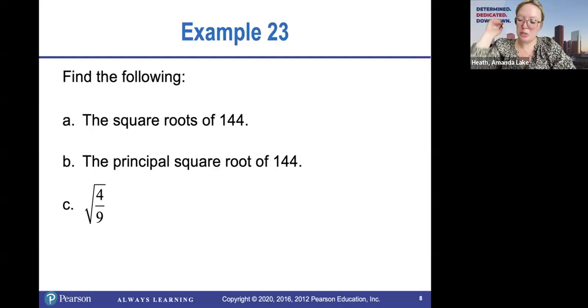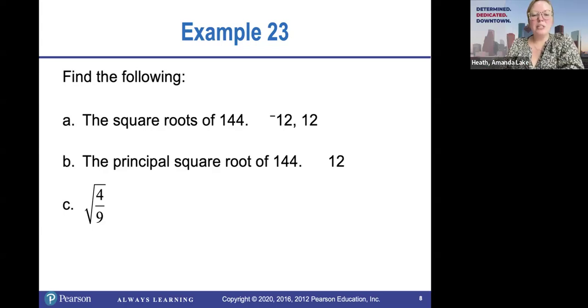So the square roots of 144 are 12 and -12, because we need to think about both of those, negative and positive. The principal square root of 144, though, is just the positive version. So we're going to have just positive 12.